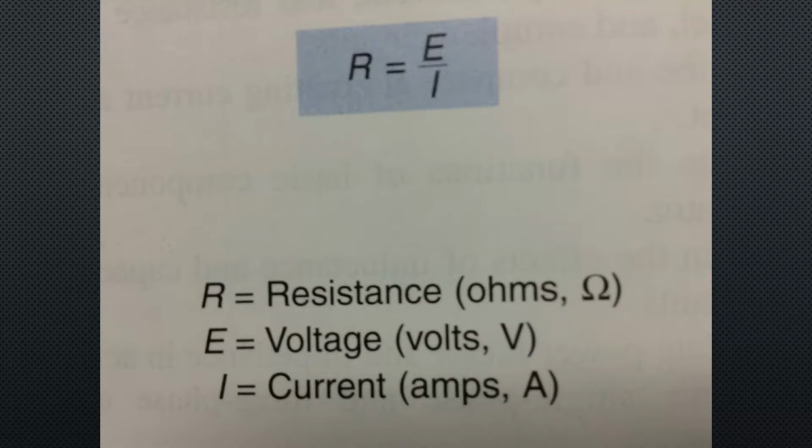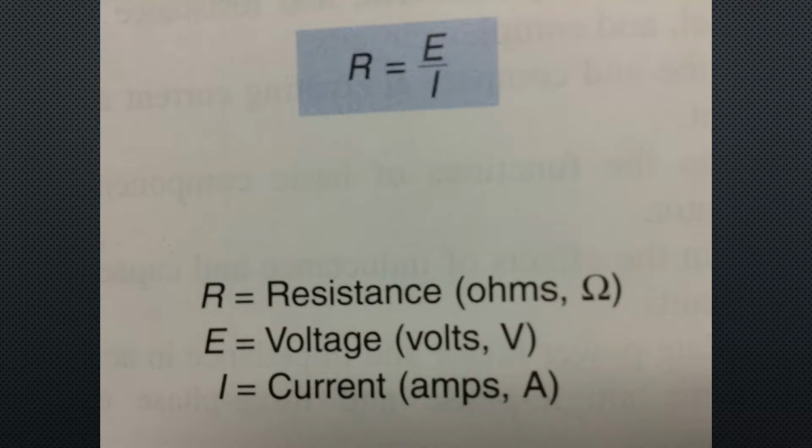Resistance. The opposition to the flow of electrons through a circuit is called resistance and is measured in units called ohms. The symbol for ohms is the Greek letter omega. One ohm is defined as the electrical resistance that allows 1 ampere to flow when 1 volt is applied.